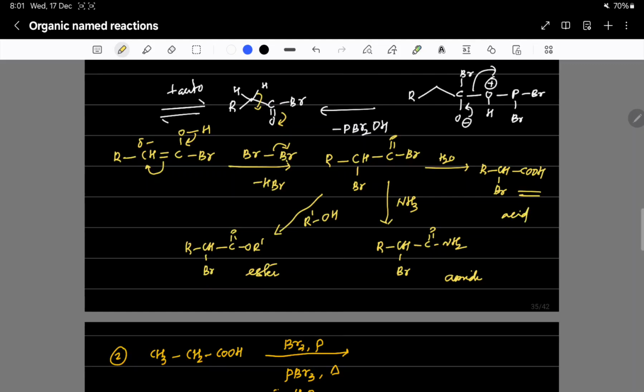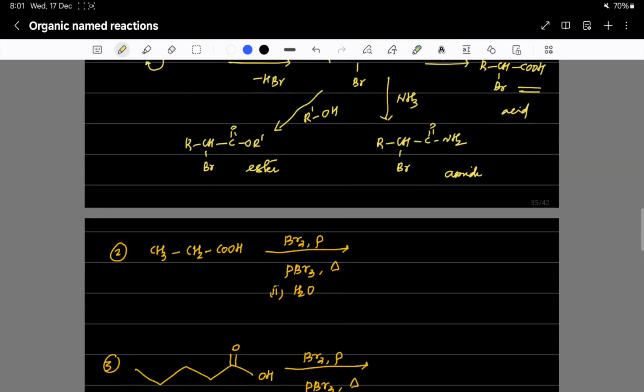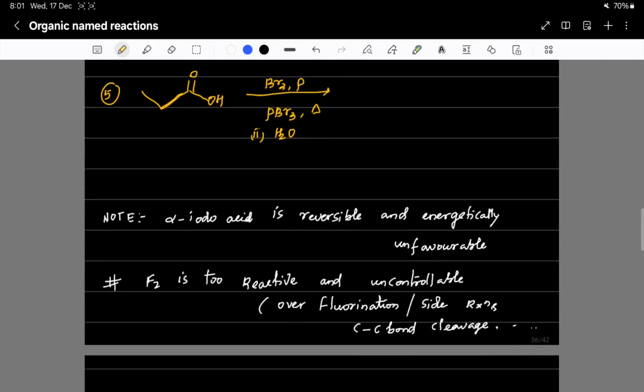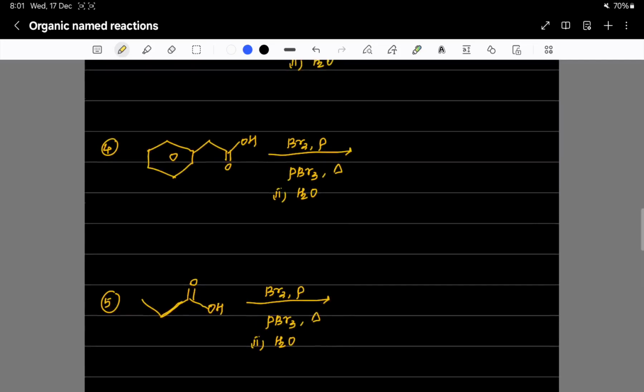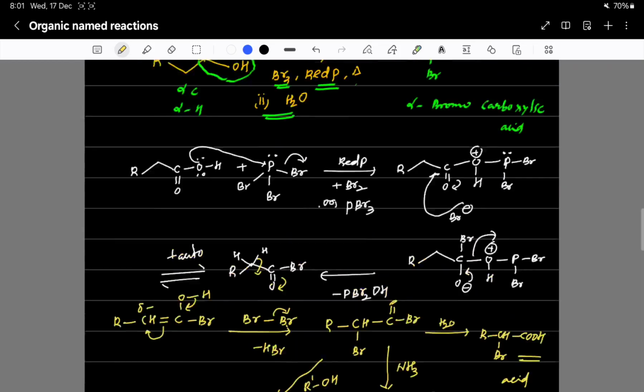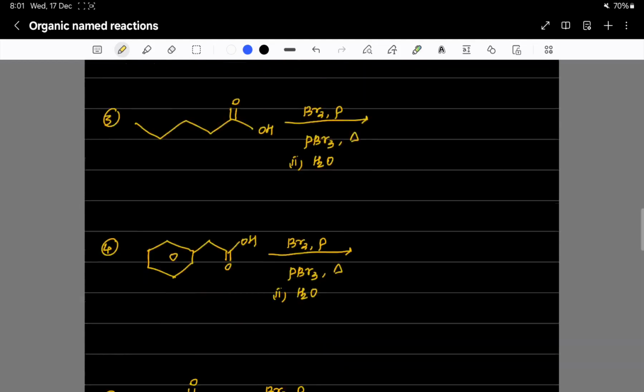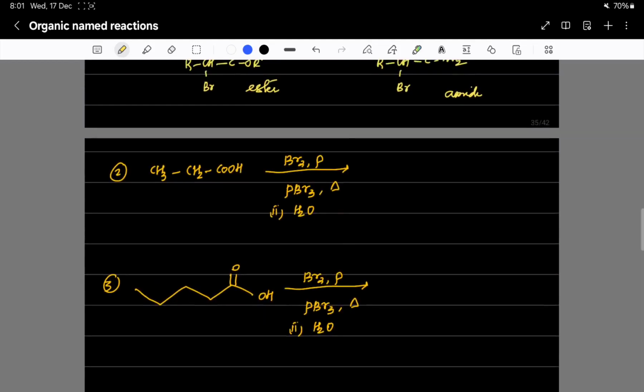So in this particular reaction, students, why is phosphorus or PBr3 needed for the carboxylic acid? The reason for this, I will give as a note point. I will write one note point here, then after that I will erase it, so you can copy this note point.